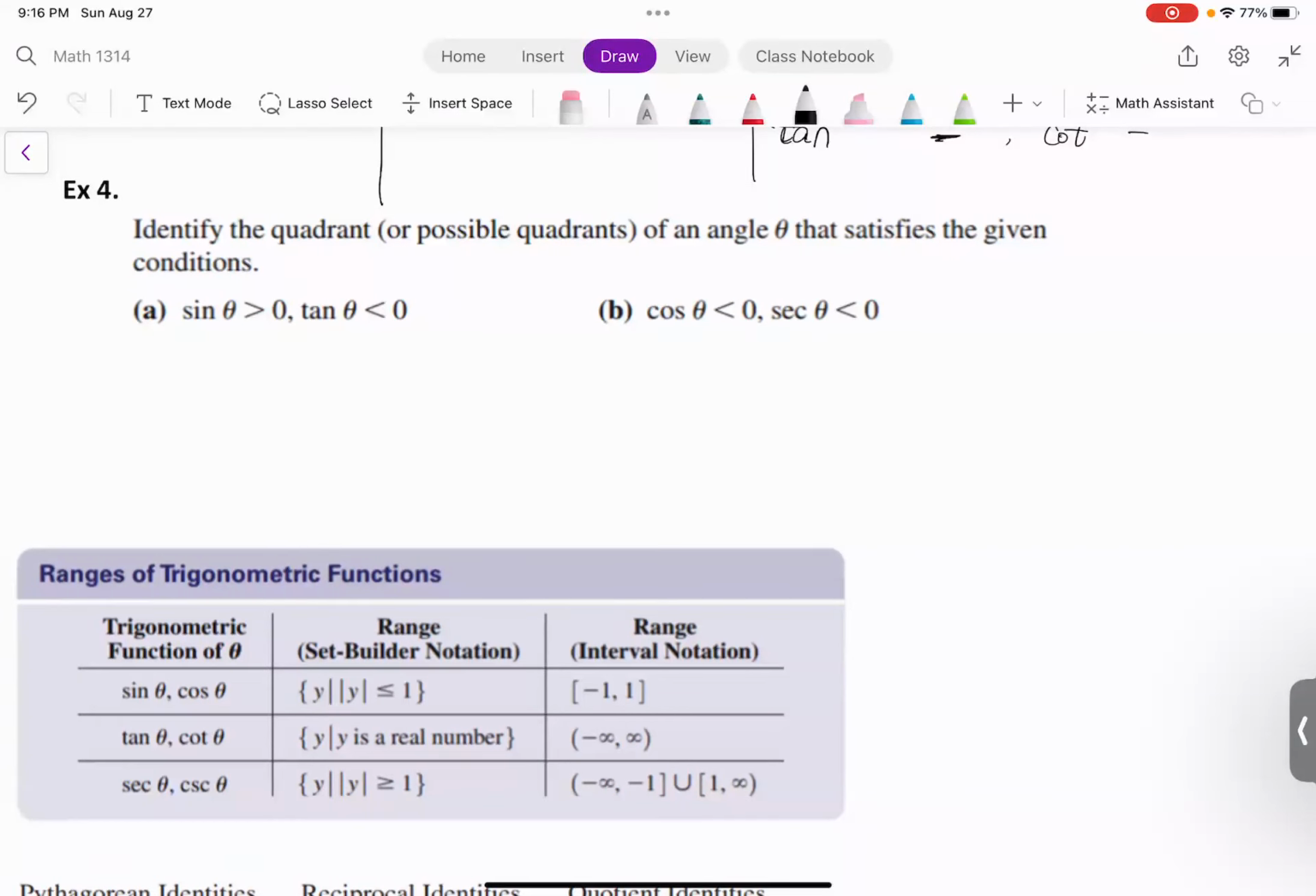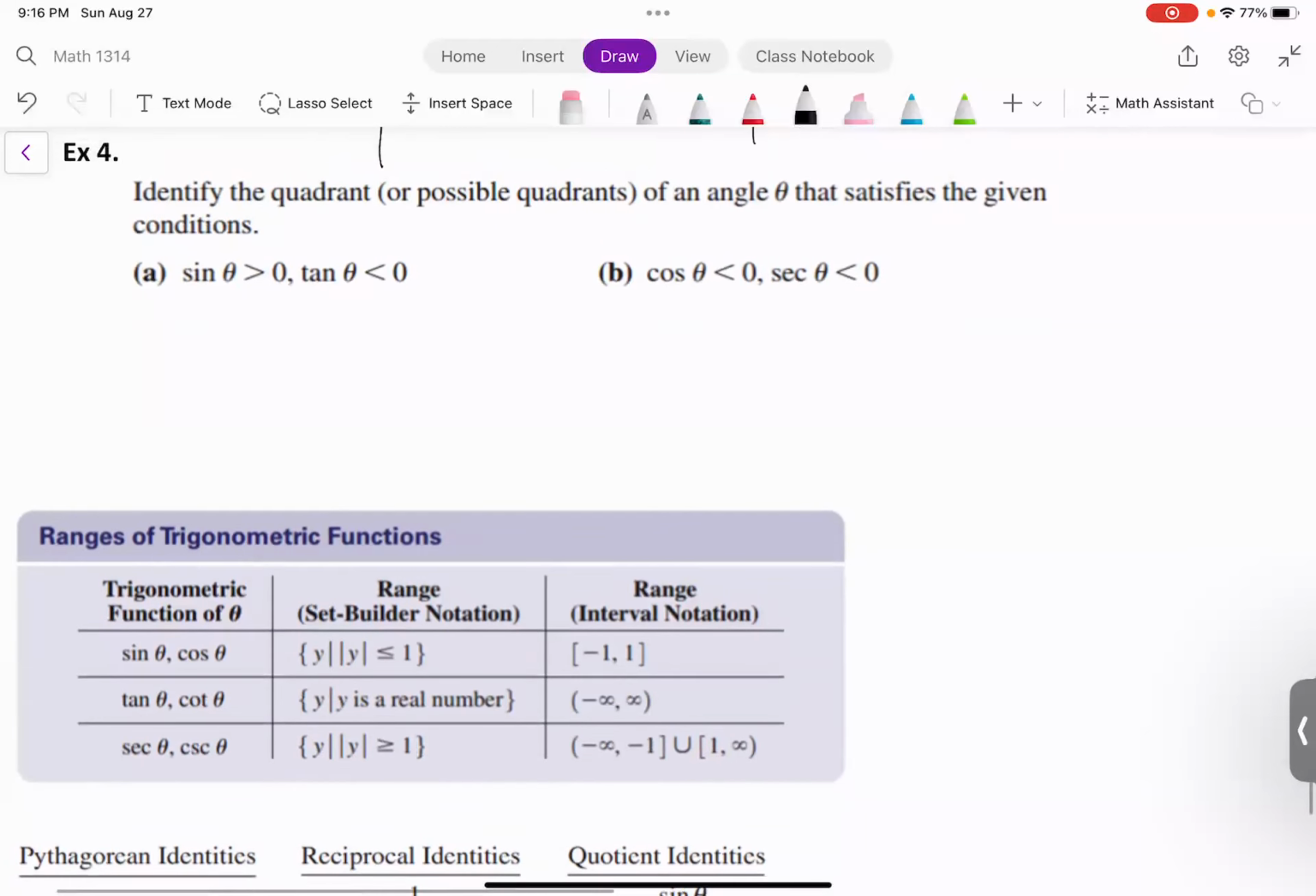Do we need space? Let's see. Let's try. So number 4, identify the quadrant of theta. It gave us some information. Where is the angle theta? First, second, third, or fourth quadrant? So we put ASTC here.